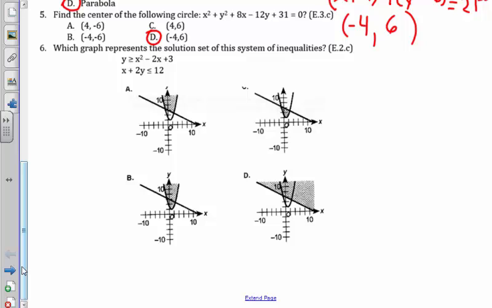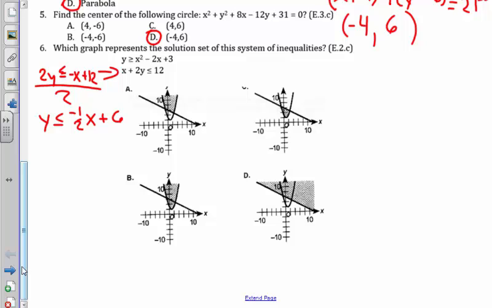All right, so number 6. Number 6, first thing is you want to get them into slope intercept or graphing form, whatever you want to call it. So we'd subtract x from both sides. Now I got 2y is less than or equal to -x plus 12. Divide both sides by 2. Y is less than or equal to -1/2 x plus 6.